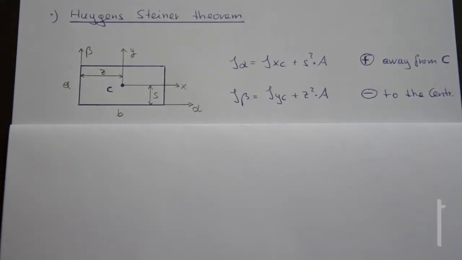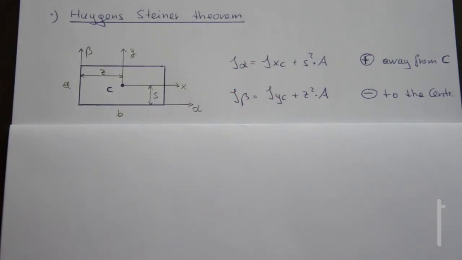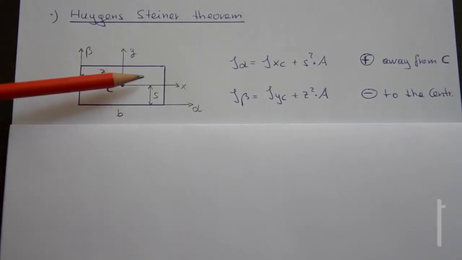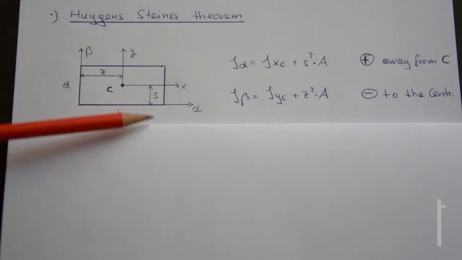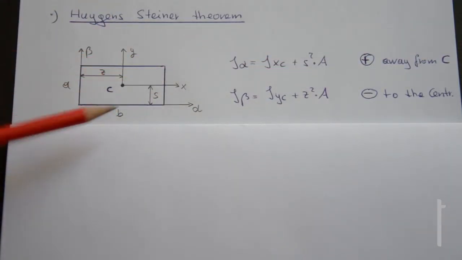Now, you always have to be careful about the sign, this sign here. It is not always positive. It is only positive when we go from an axis that runs through the centroid to another axis. Okay, so away from the centroid is plus, and to the centroid it is minus. This is very, very important.